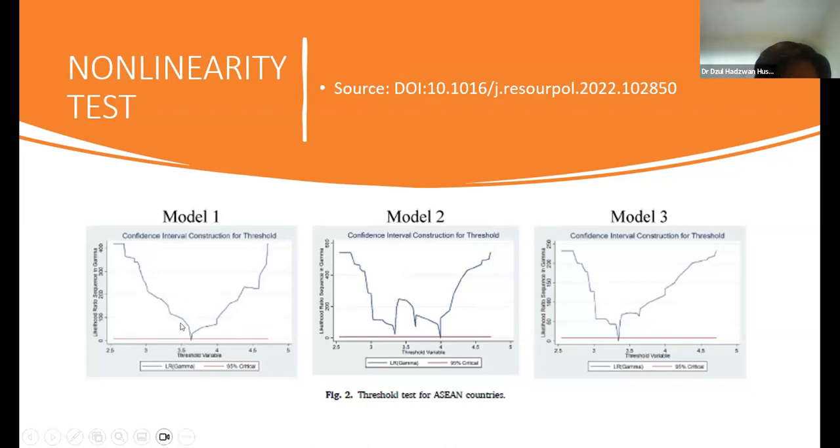If let's say the graph is tangent with the red line here, then we have a threshold effect. If the graph is tangent twice, meaning we have two threshold effects. This is what I mean. But in this case, we have only one threshold effect. But for your information, due to the data availability that we have, normally one threshold is enough rather than two or three thresholds.